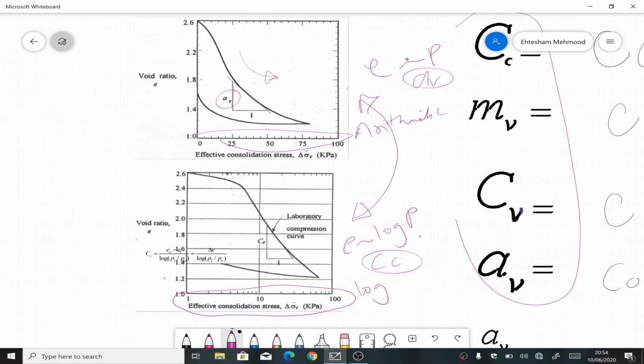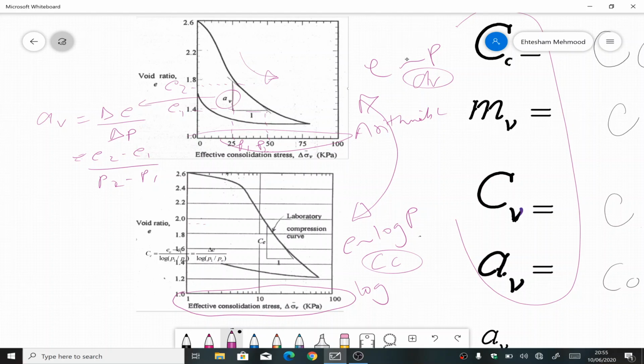So simply, if I write the formula of AV from this chart, it would be the slope of this curve, which is equal to delta e over delta P. That means I just need to find two values of e and the corresponding values of P. So this would be e2 minus e1 over P2 minus P1. So this is P2, this is P1, and this is e2, and this is e1. We subtract the values, and it will give us AV.